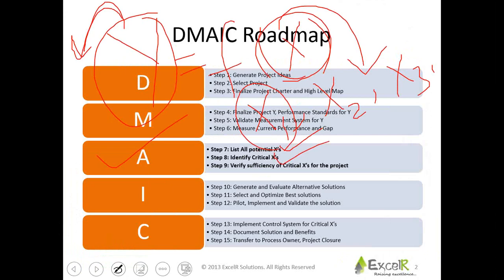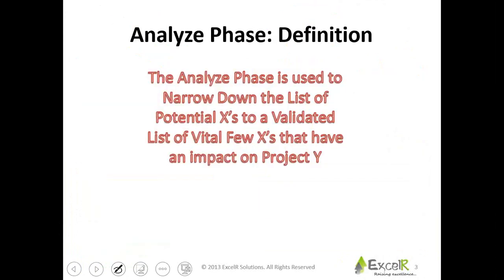Then comes your verify whether the inputs that you have selected are sufficient to build your model or not. Now let me go. So what do you do in analyze phase? Analyze phase is used to narrow down the list of potential inputs to a validated list of vital few inputs. So if I have 100 inputs that I've identified, I should be focused on only the critical 10 inputs, which are going to have an impact on the project Y.